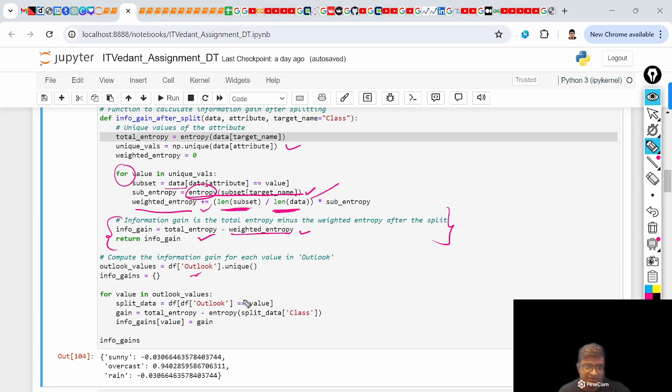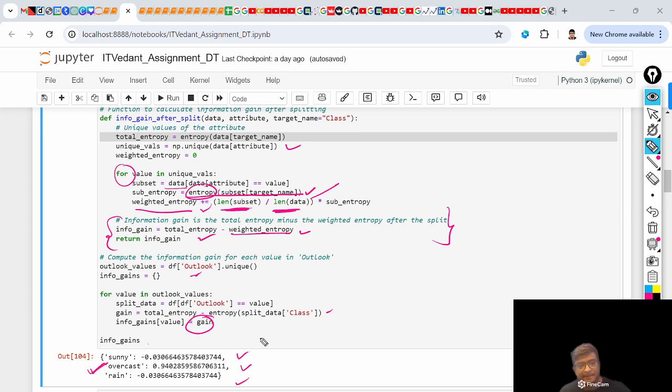Now I'm computing the information gain for each value of the outlook. For that I will just use the entropy and split of this class, and this is my gain. This is the function which I'm using, information gain after split. When I use this, I will get the information gain for each of the elements present in the outlook.